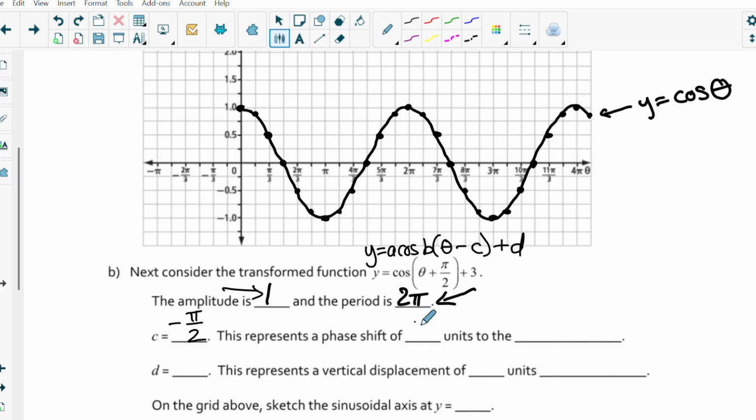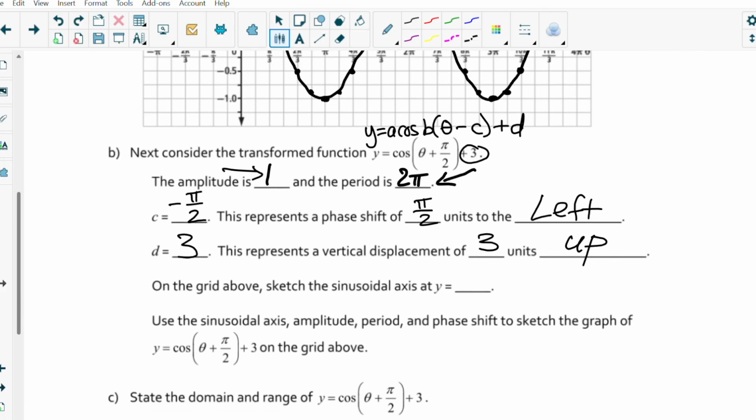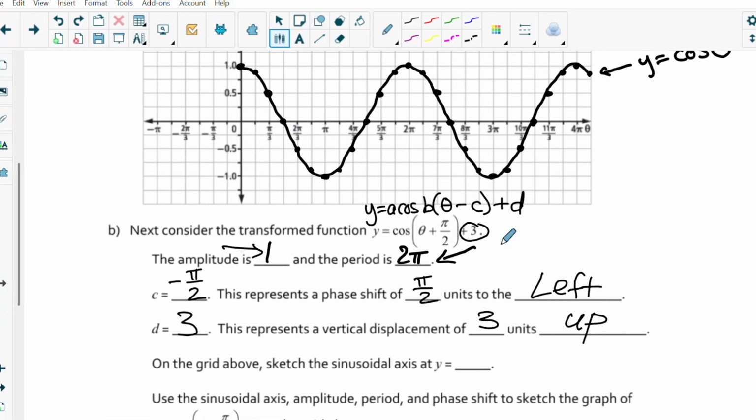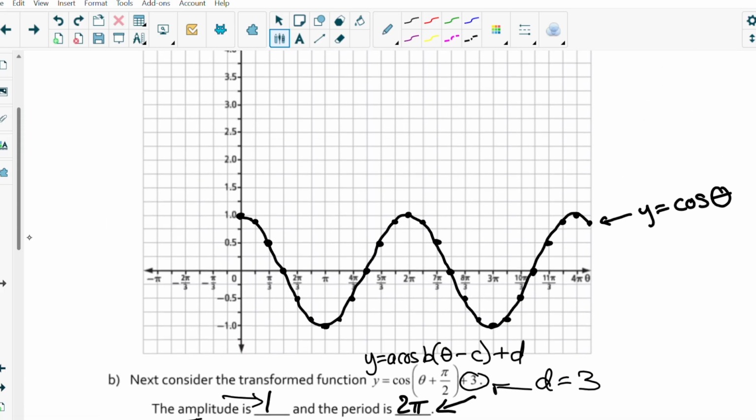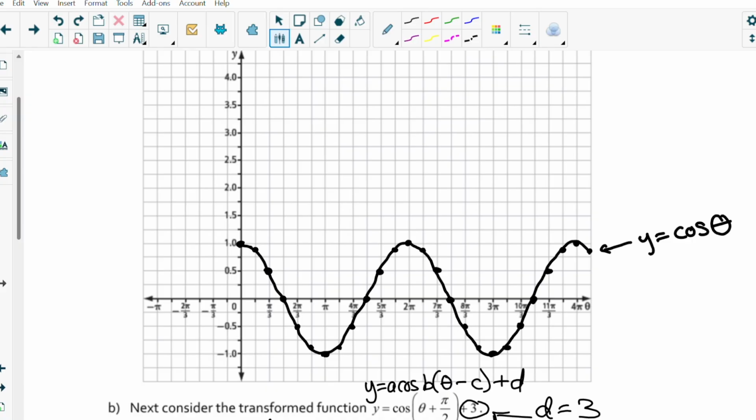This represents a phase shift of pi over 2 units to the left. Okay, d equals positive 3. This represents a vertical displacement of 3 units in the up direction. On the grid above, sketch the sinusoidal axis at y equals 3, because my d value equals 3, the sinusoidal axis will shift to y equals 3.